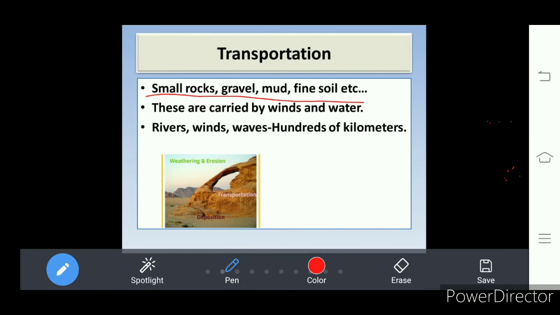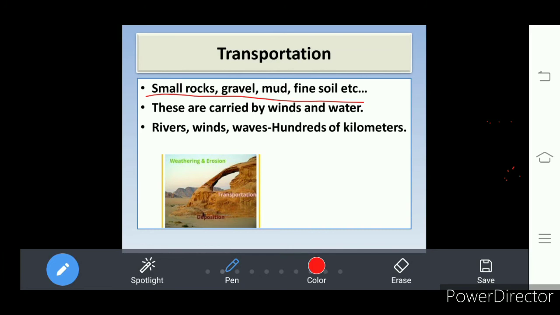Where the wind and water velocity, that means the blowing velocity of the wind and flowing capacity of the water, becomes low, then water and wind may not have the capacity to carry these materials to a further place, and they deposit at that place instead.